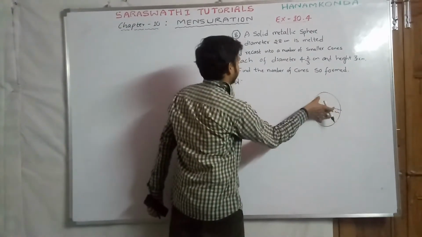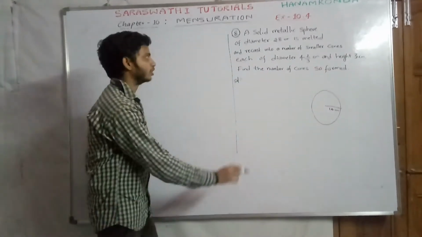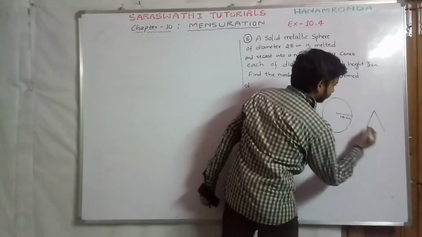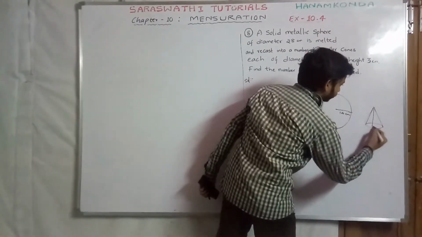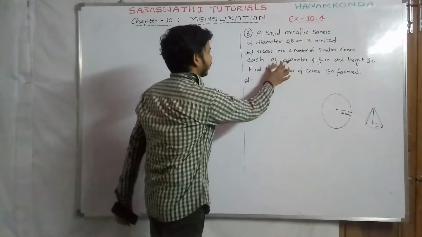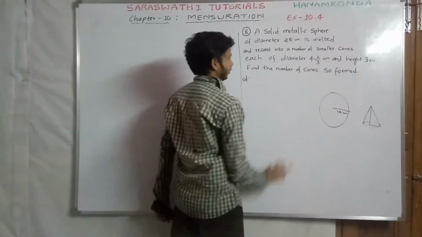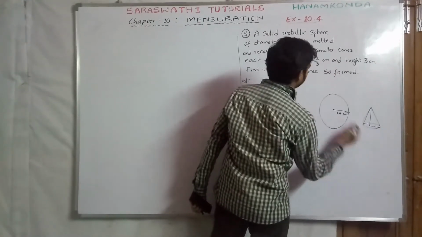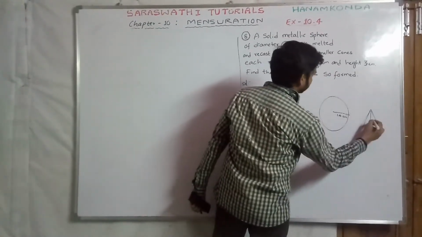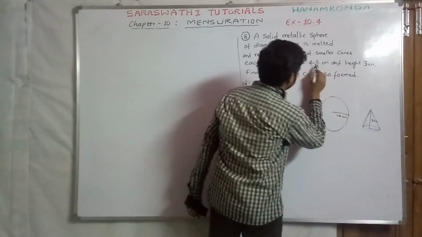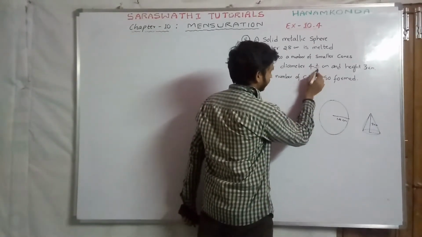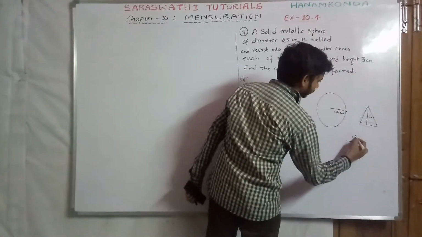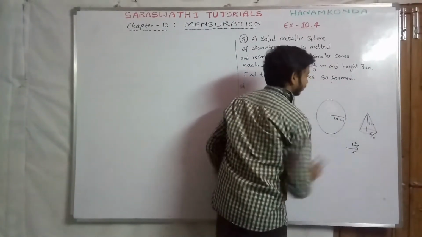So this metallic sphere is melted and recast into a number of smaller cones, each of diameter 4 2/3 centimeters. The diameter of the cone is 4 2/3, that is 14/3 centimeters, so the radius is half of the diameter, 14/3 by 2, which is 7/3. The height is given as 3 centimeters.